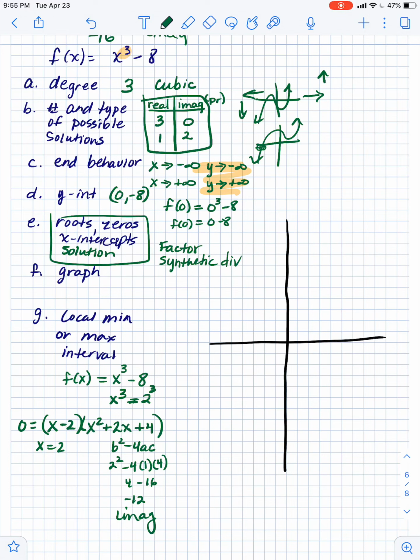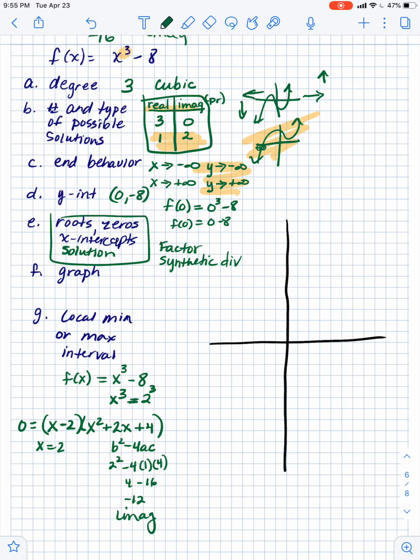Okay? Which means in terms of my box up here, this is the one that I'm looking at. 1 real, 2 imaginaries, which means my graph should look something like that. Ballparkish. Okay?